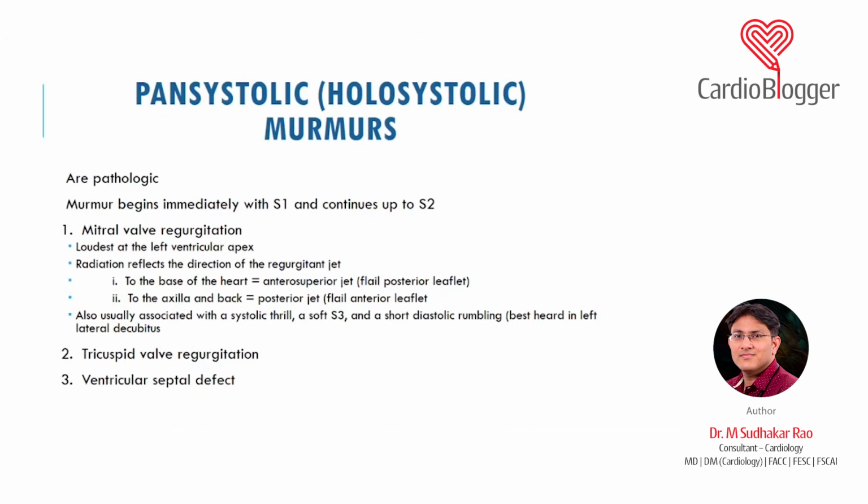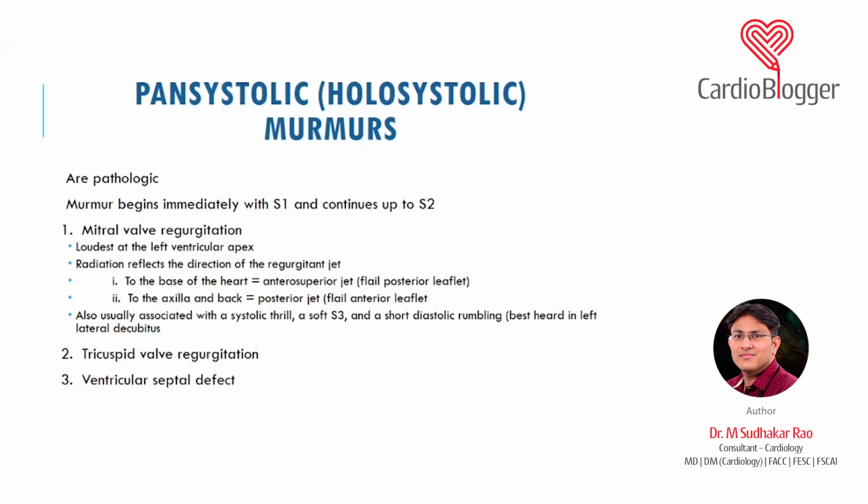Now second is where it is best heard, and the radiation or conduction. Now the next question is, how do you differentiate a holosystolic murmur of an MVP from a holosystolic murmur of an MR? Now we know that rheumatic mitral regurgitation usually involves the anterior leaflet, and that is why the jet is posterior. Because it involves the anterior leaflet, the jet goes posteriorly. So the murmur radiates better to the axilla as compared to mitral valve prolapse, which most commonly involves the posterior leaflet. So the blood goes more anteriorly, to the base of the heart, and the murmur is best conducted to the base of the heart.